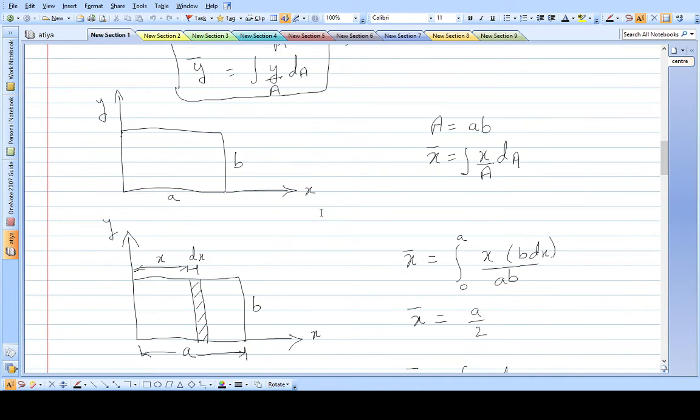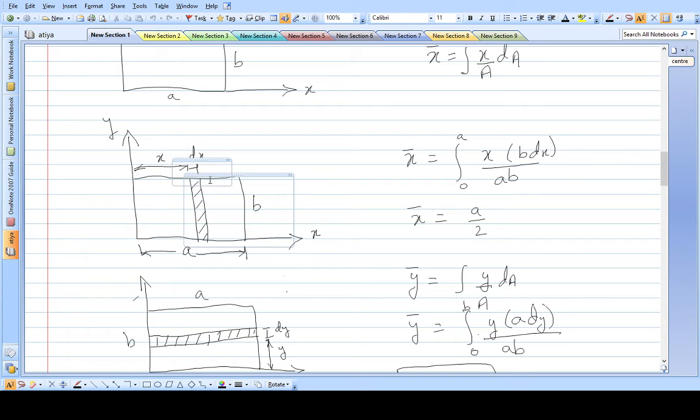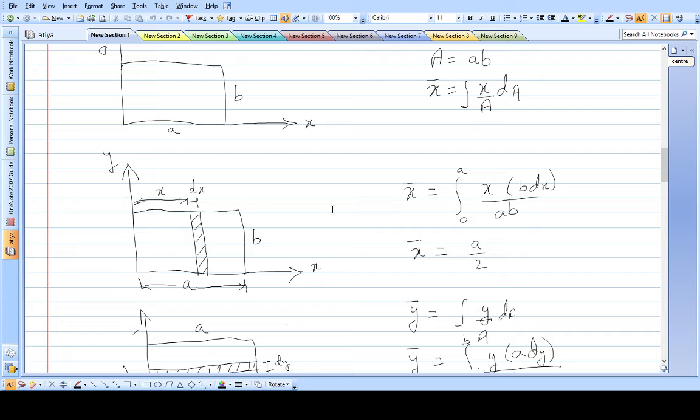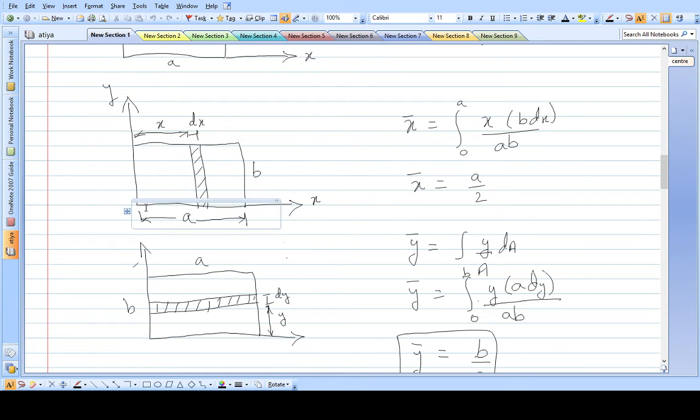Okay, now let us do the derivation to find the centroid of a rectangle of sides a and b. So the area is AB. Here we took a strip parallel to b, that is the y-axis, and applying the formula we integrated from 0 to a, and hence we get x bar equals a by 2.